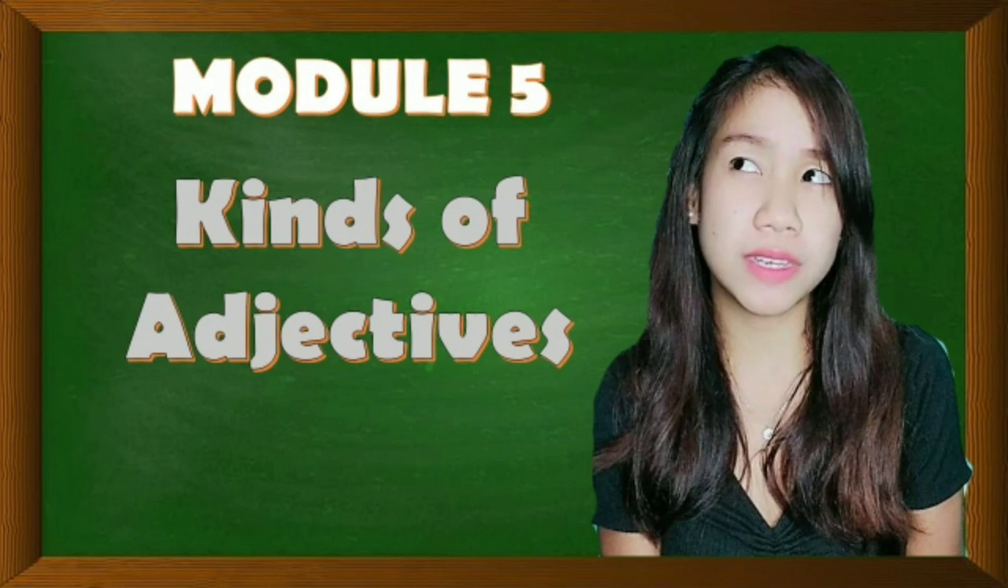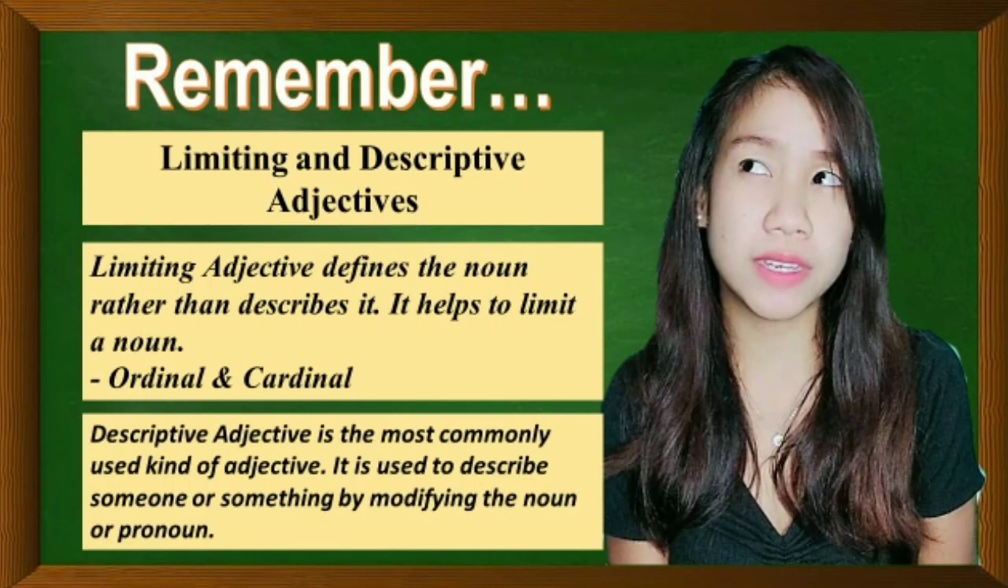You may write, she donates half of her prize to the charity. And lastly is Module 5, which is about kinds of adjectives. In this module, you learned about limiting and descriptive adjectives as we focus on these kinds. And with that, remember that we have limiting and descriptive adjectives. A limiting adjective defines the noun rather than describes it. In other words, it helps to limit a noun. And we also have ordinal and cardinal limiting adjectives.